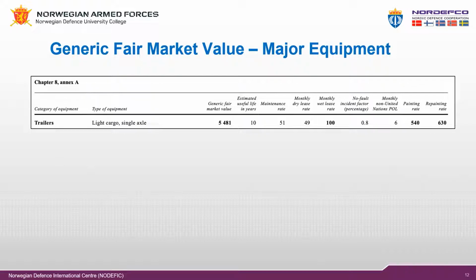The COE Manual, Chapter 8, Annex A, lists all major equipment reimbursement rates. Generic fair market value and other reimbursement rates are all agreed by the member states. We will in this slide explain all the different reimbursement rates for major equipment. The slide shows a copy of the major equipment item, trailer, light cargo, from Annex A to Chapter 8. All agreed major equipment items are listed equal to the trailer, but of course with very different reimbursement rates.